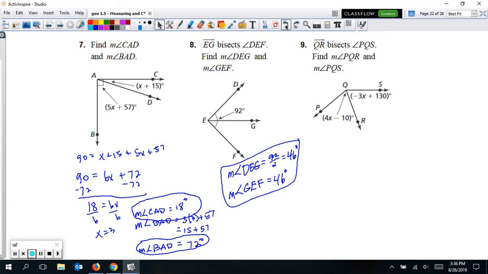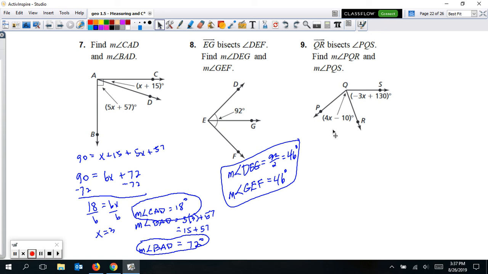And then for 9, we have QR bisects again. So we have another bisector right here. We want to find the two smaller angles. So same kind of thing, but it's just giving us expressions in this one. What we do know here, we don't know the angle measure on this bigger one, but we do know that these two are exactly the same. They add up to this, but they're going to be exactly the same. If this is a bisector, then this side is equal to this side, just like this was 46 and that's 46.